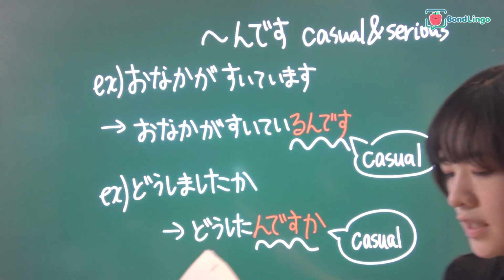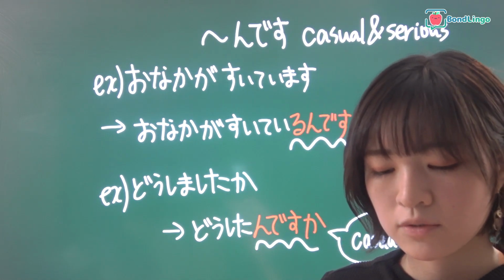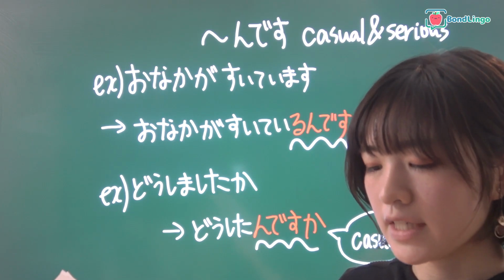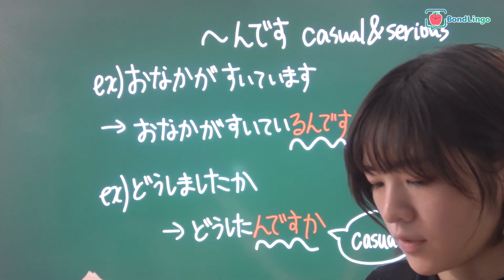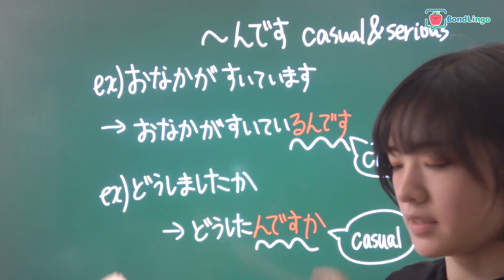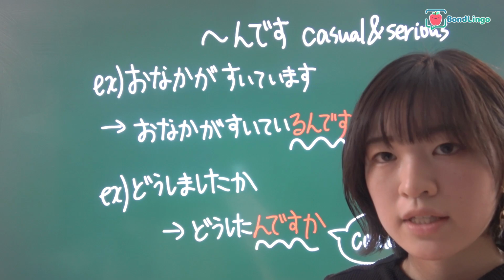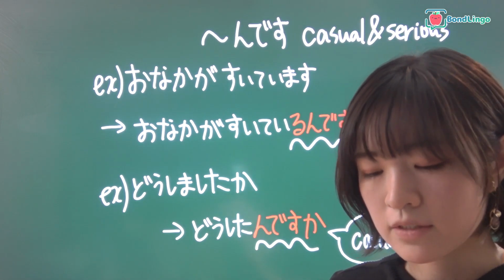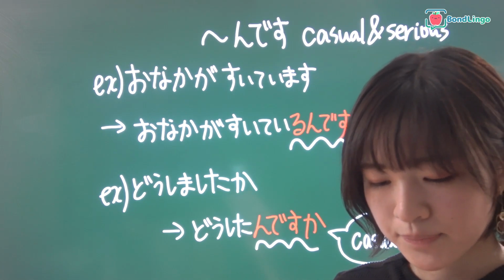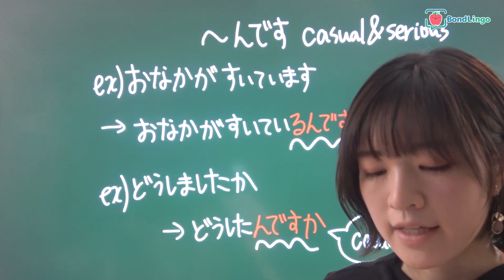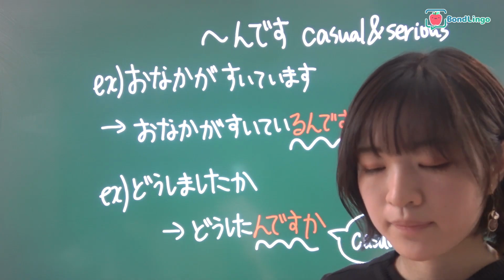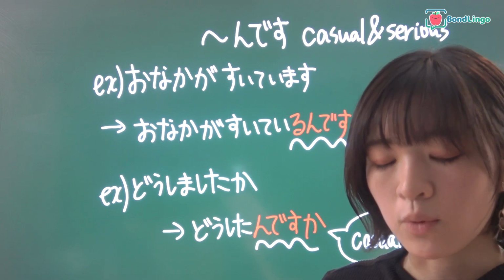And for i adjectives, when we want to put this after an i adjective, you don't have to do anything. You just put this. So, for example, please look at the next page. 遠いんです. This means far. 遠いんです. Another i adjective, heavy, 重い, becomes 重いんです.